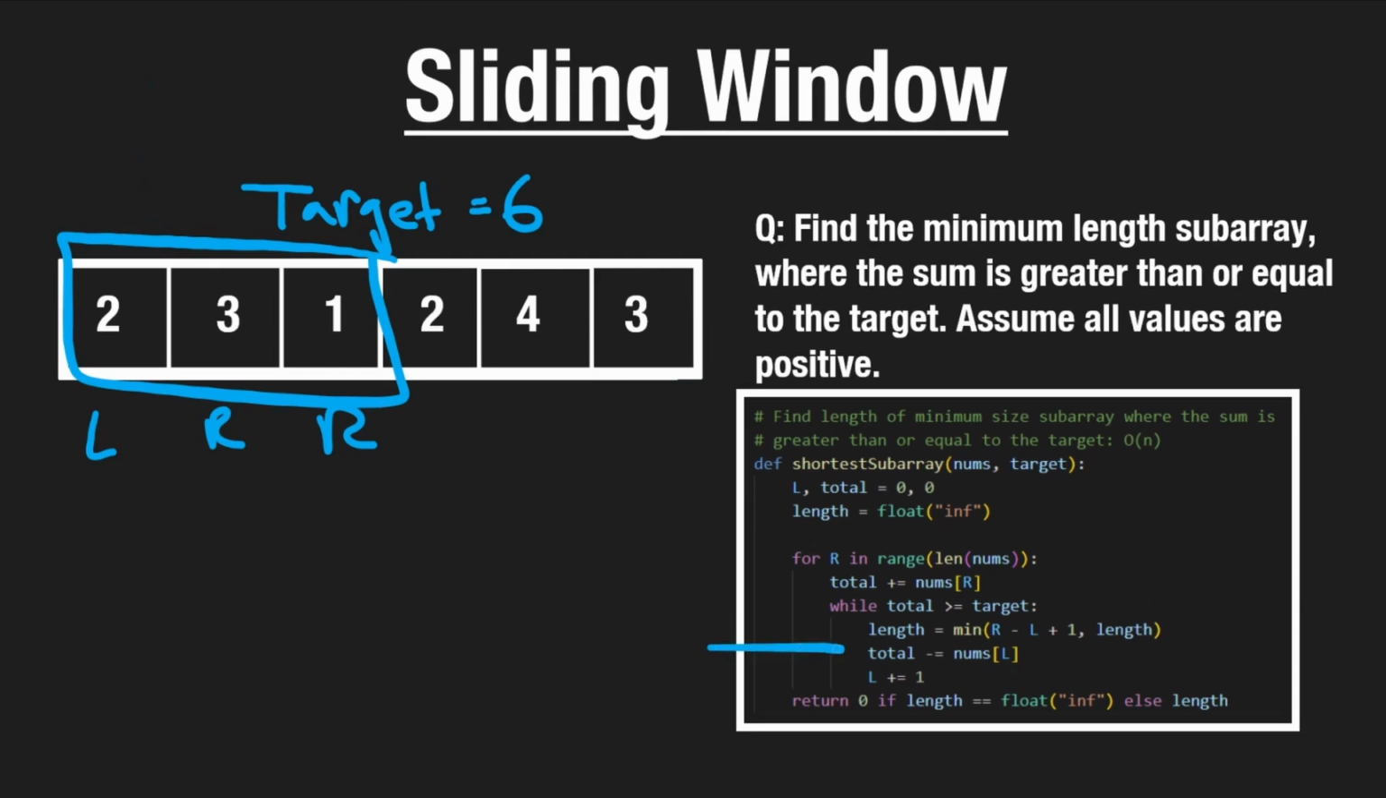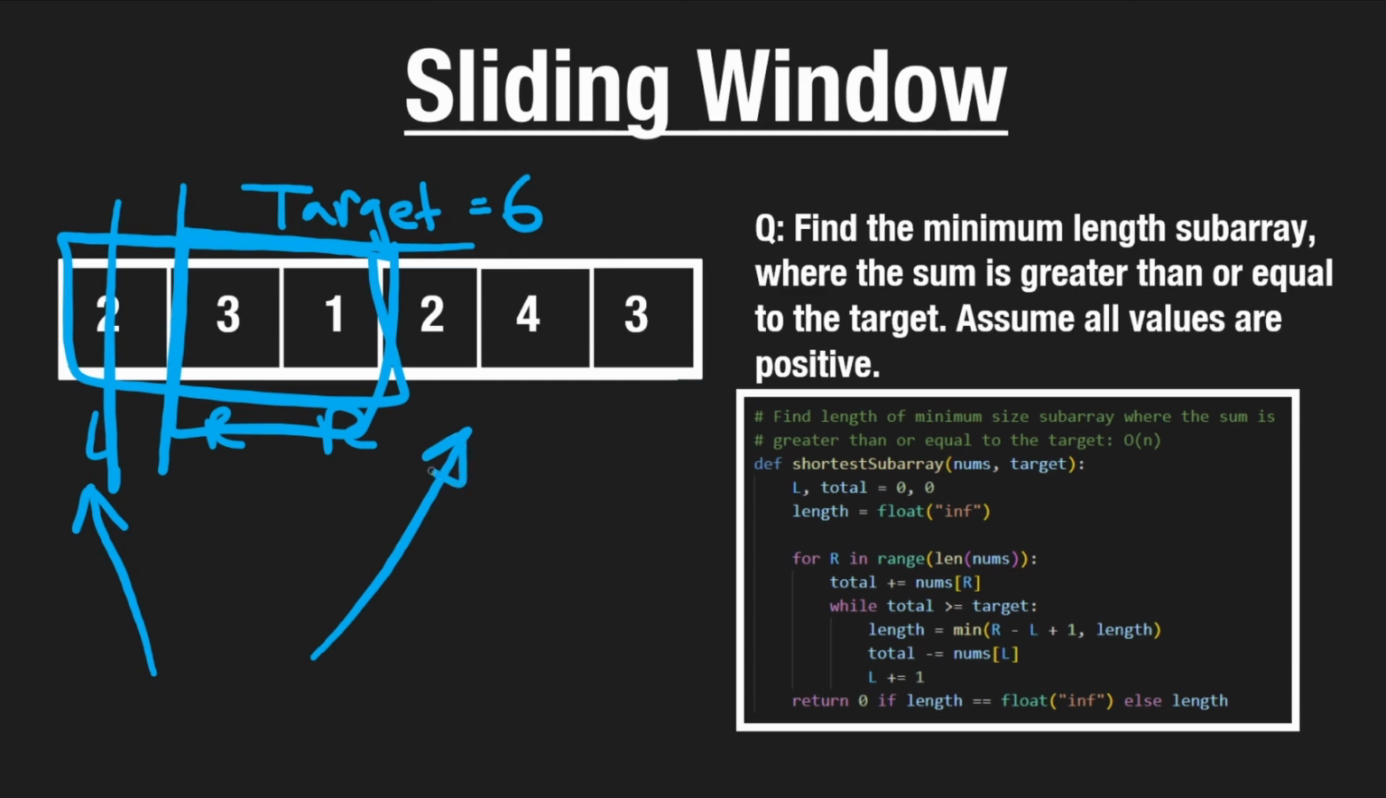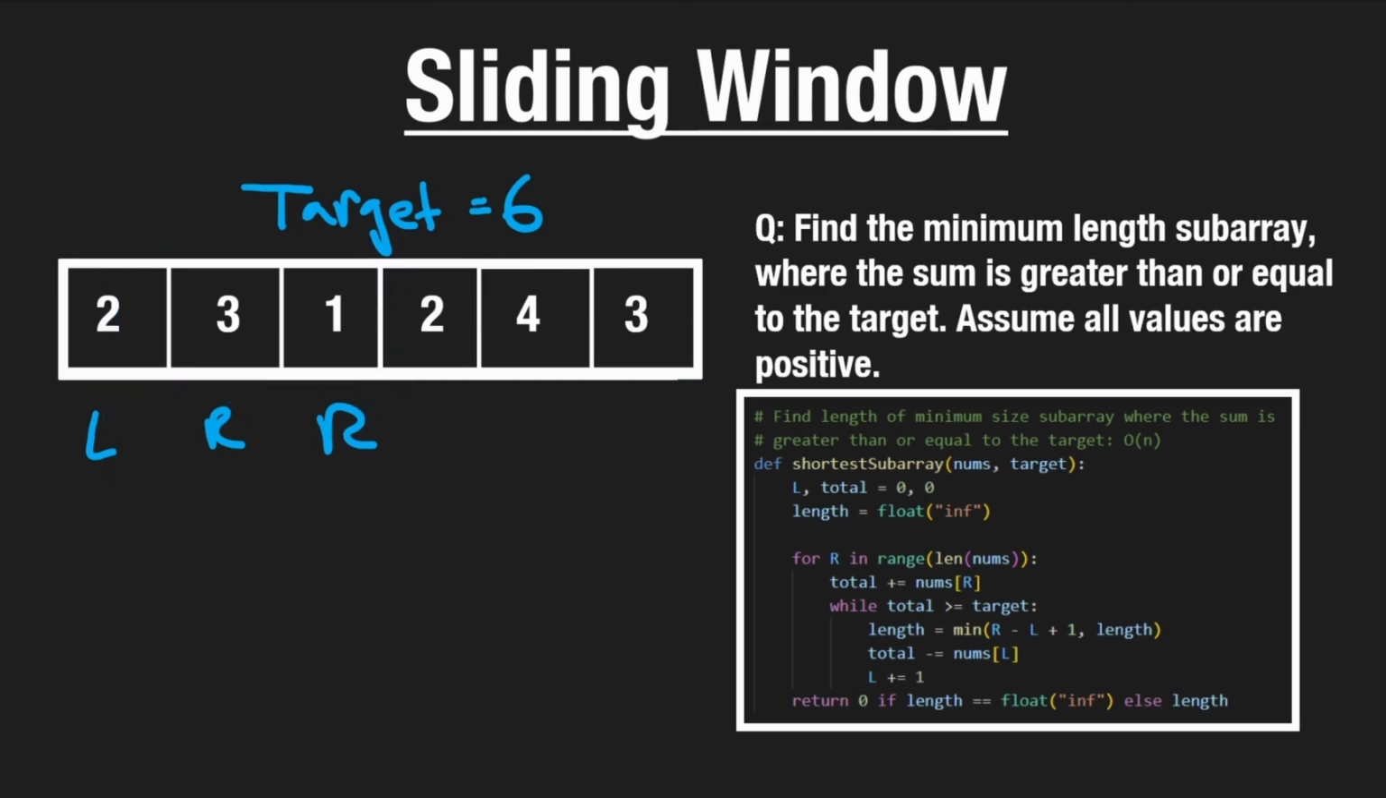The reason we're doing it is because, remember, our goal here is to find the minimum length subarray. So as we keep shrinking the window from the left, we're finding the smallest possible subarray. And the rest of this walkthrough would play out just like we talked about a second ago.